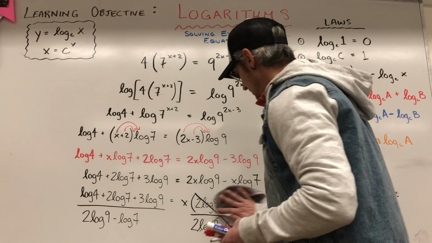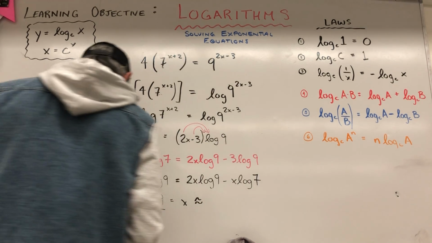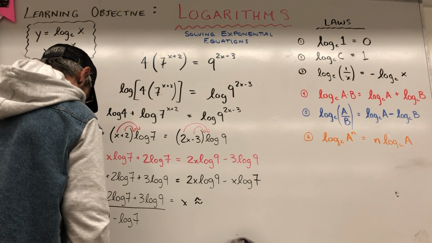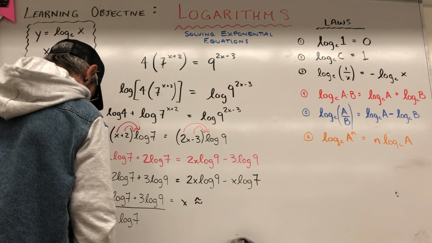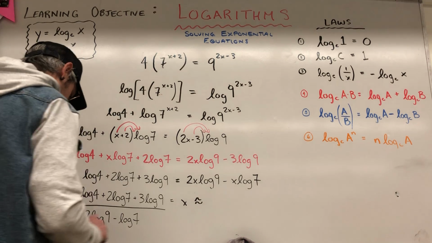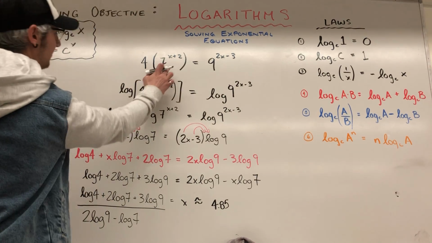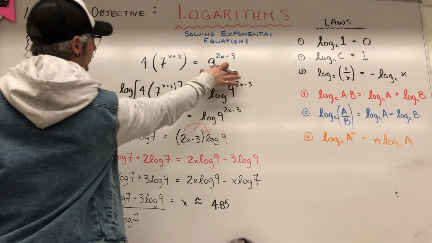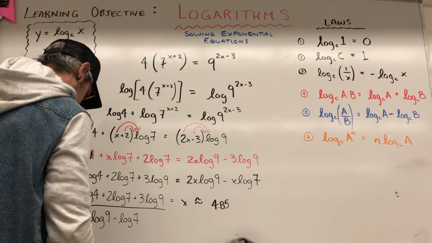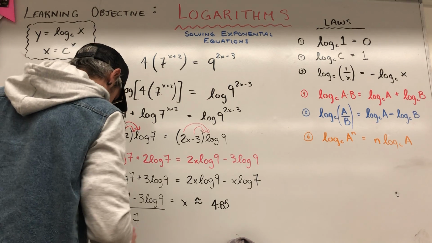And that answer, if I put it into my calculator, log 4 plus 2 log 7 plus 3 log 9, divided by 2 log 9 minus log 7, is approximately 4.85. So that means that if I substitute 4.85 for x, when I solve this side, it should give me that. So what is 4 times 7 to the power of 4.85 plus 2? That gives me a really big number.